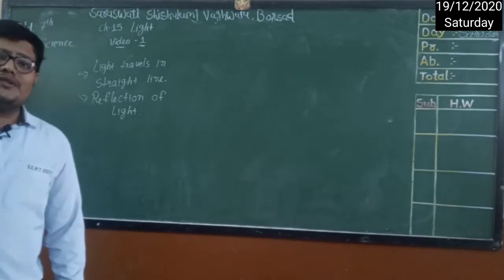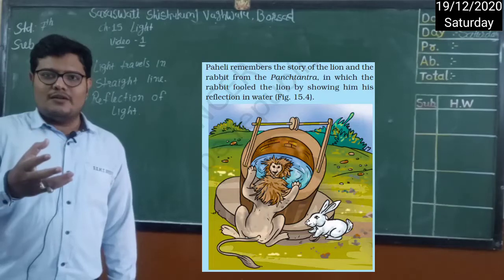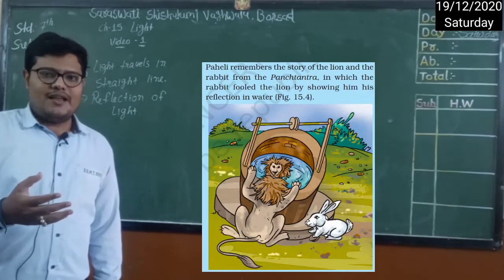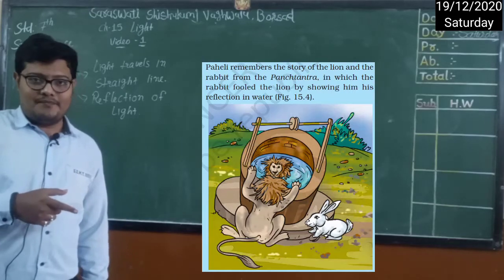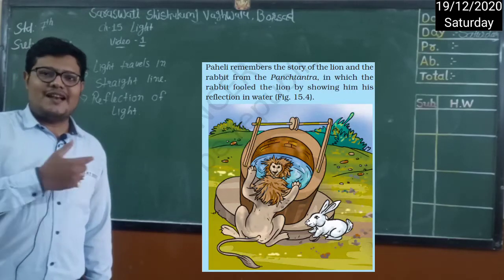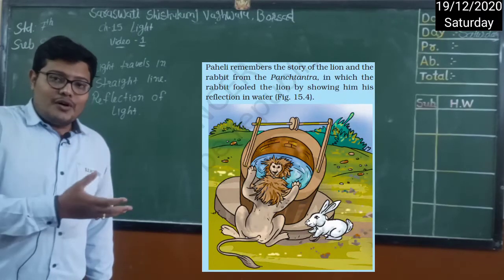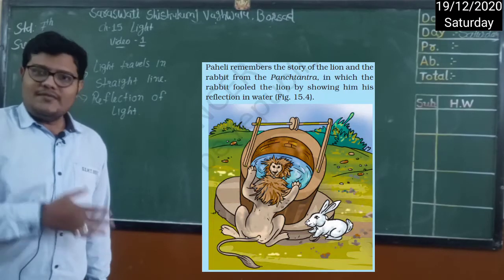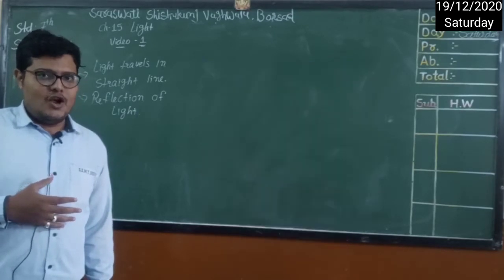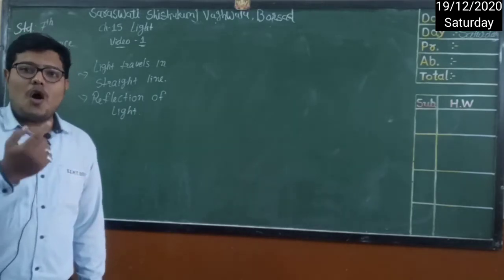Might you have heard the story of the lion and the rabbit, as I told you in the live class also. The lion was trying to attack the rabbit, so the rabbit said there is a big lion in the well. The lion was trying to see inside the well, there was water, right? And the lion observed his own reflection inside the water and got scared. So this story also indicates the reflection of an object.